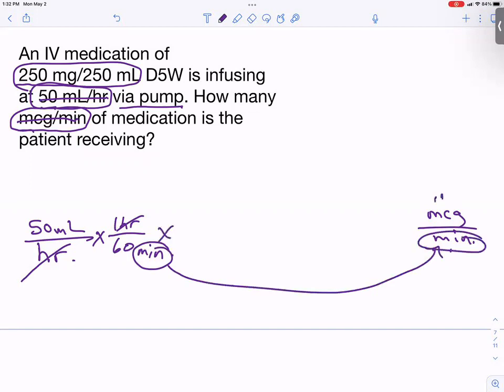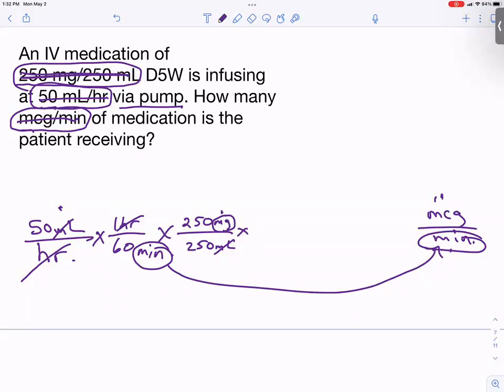But now how do I get to micrograms and get rid of milliliters? Well, I use what's in my problem. There's 250 milligrams in 250 milliliters. That gets rid of my milliliters. Now I have to get rid of my milligrams. How do I get rid of milligrams? Let me cross that off and get to micrograms.